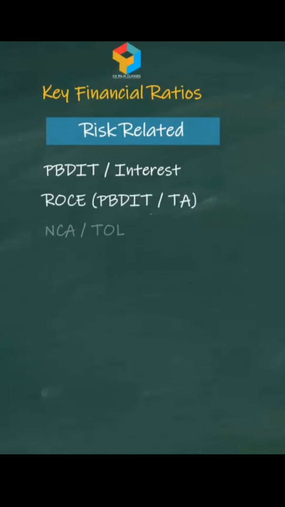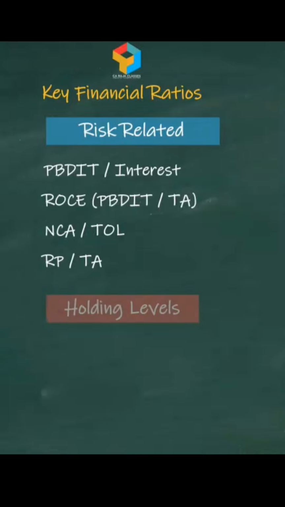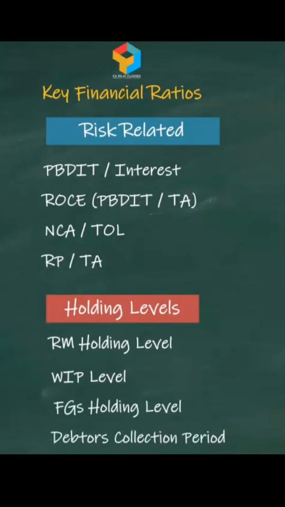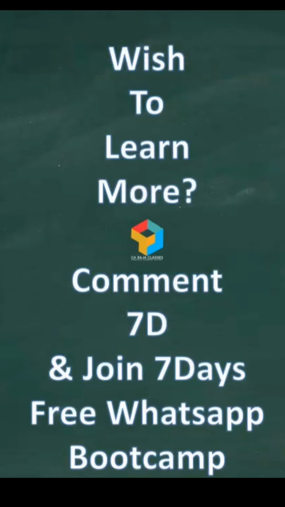Then shifting gears to risk related ratios, where they'll be looking at PBDIT by interest, return on capital employed. They'll compare net current asset with total outside liabilities, retained profit with total assets. And they will also do holding levels analysis. They'll compare raw material holding levels, work in progress level, finished goods holding level, debtors collection period, creditors payment period, so many.